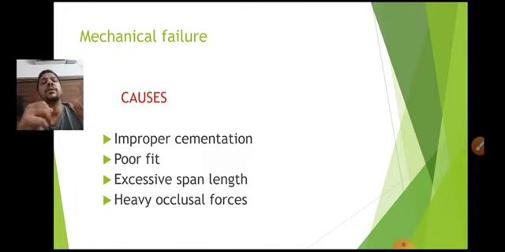Then, how heavy occlusal forces can lead to mechanical failure. The place where you are giving the restoration is more important than what restoration you are giving. For example, when you are giving a crown or an FPD in any region, you should consider what comes opposite to it, what comes in contact with your restoration, your FPD or crown, whatever it is.